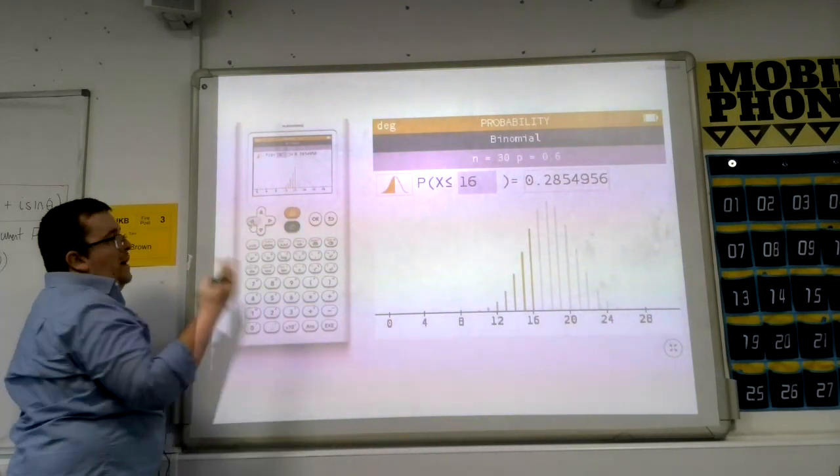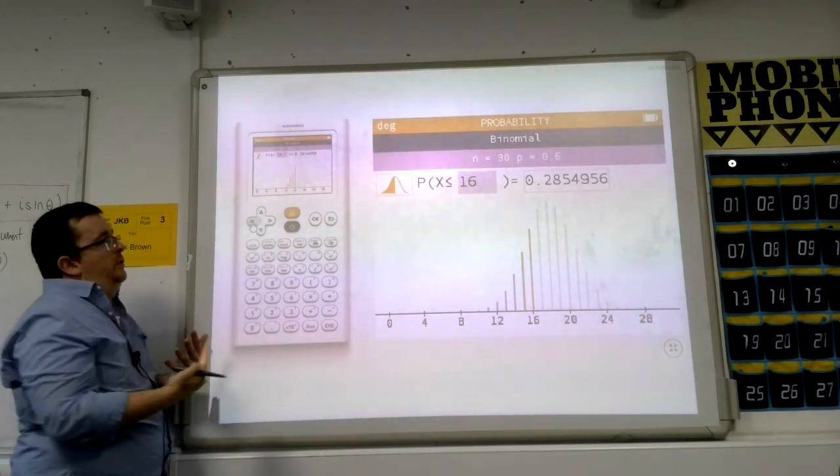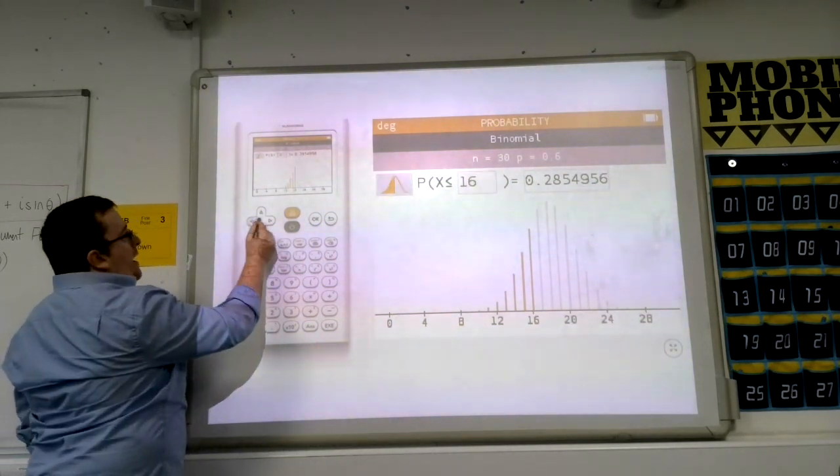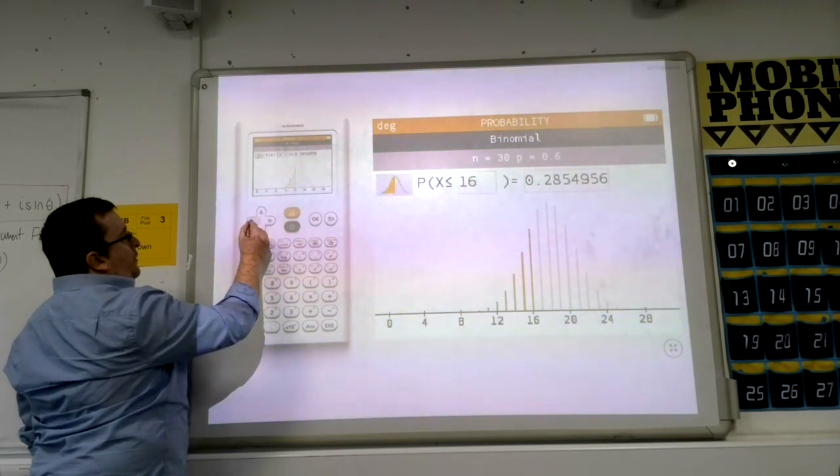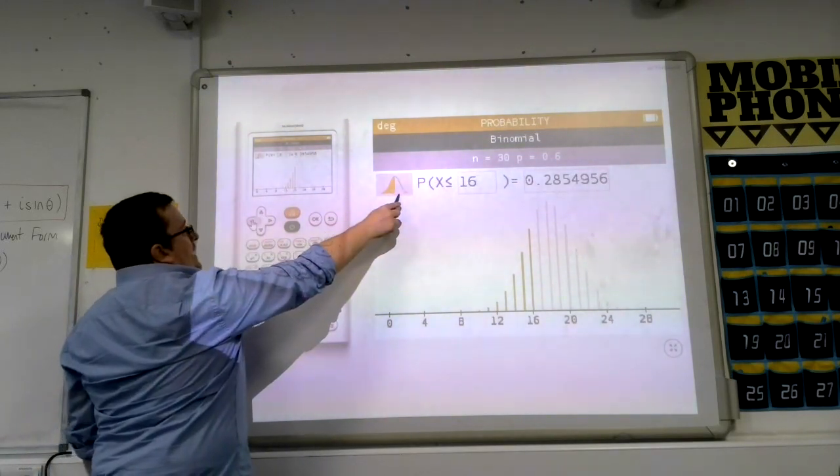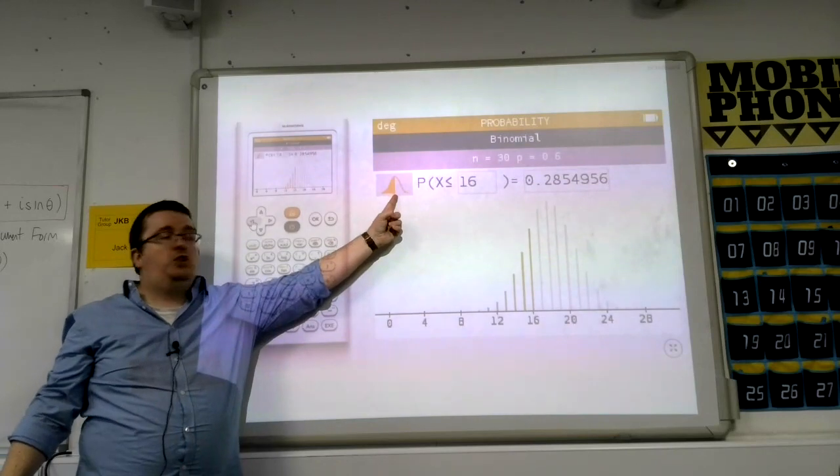If you want to do greater than or equals to, or equals to, just play around with where your buttons can go, where the arrows can go. So clearly, because I can click on that, I can change it.